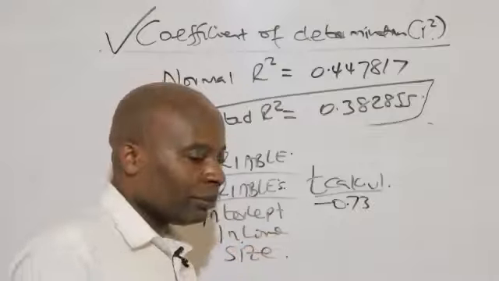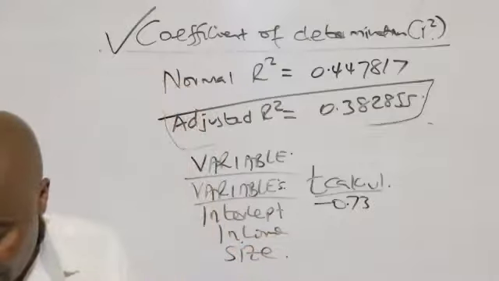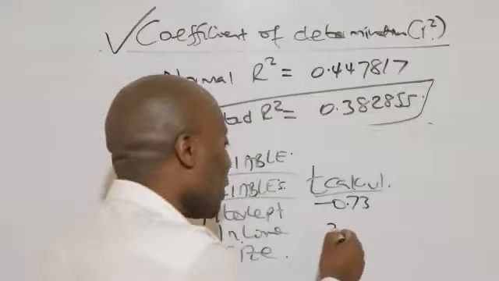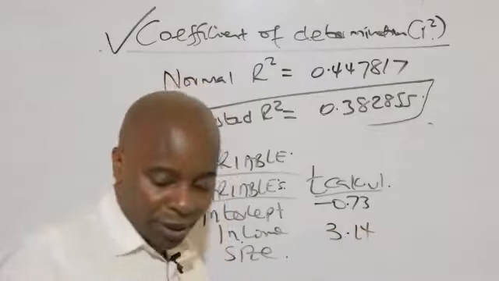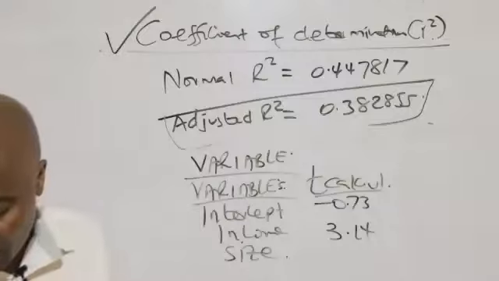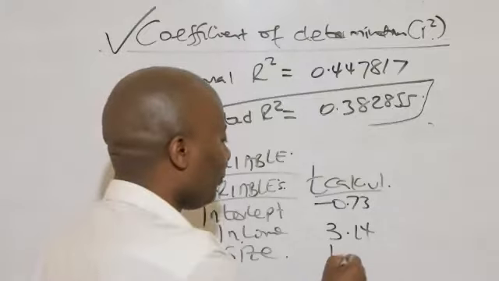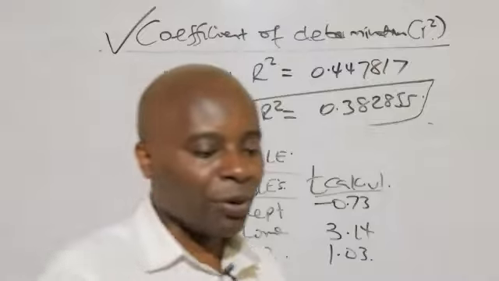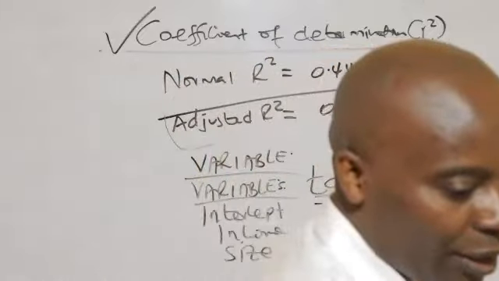How about income? The one of income, now you can copy the figures given there. The one of income, I can see it's 3.14. You can as well do it because the more you do it, the more you understand. So 3.14. The next one is 1.03.